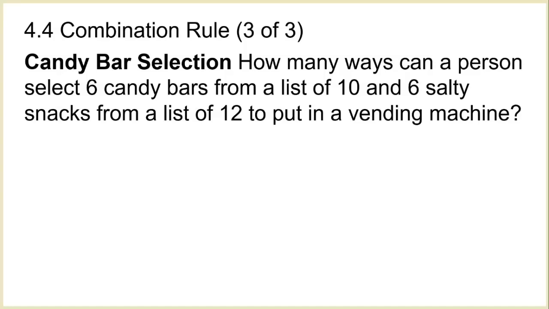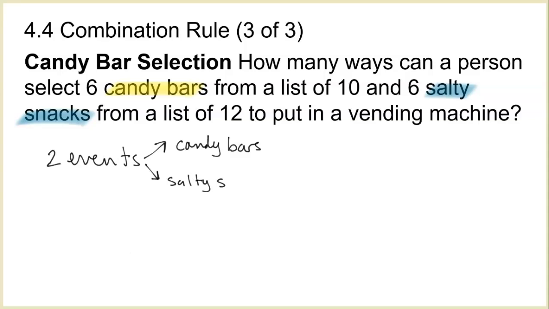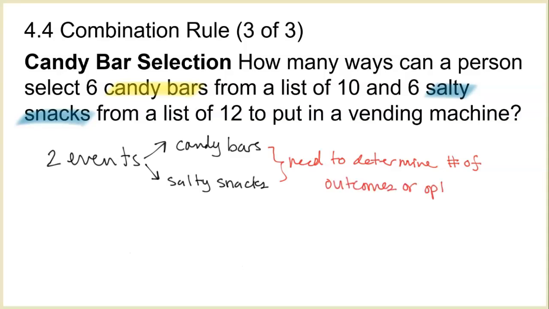And then for our last example, in this problem we have 2 different events going on. How many ways can a person select 6 candy bars from a list of 10 and 6 salty snacks from a list of 12 to put in the vending machine? So we think about there being 2 different events. We have a certain number of candy bars and a certain number of salty snacks going into the vending machine. And we need to determine how many ways we can pick candy bars, and how many ways we can pick salty snacks.